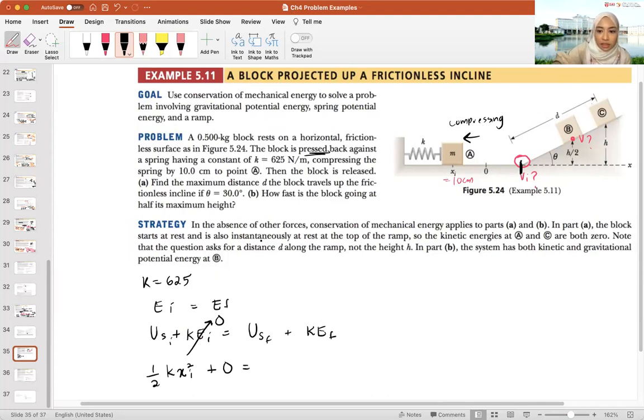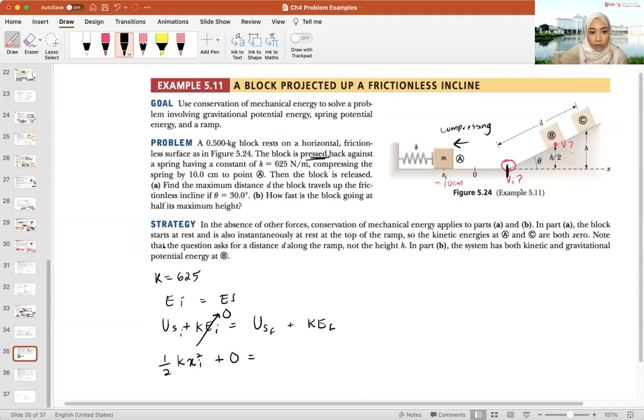Oh, kita tak tengok strategi lagi kan? Lupa. Part A, the block starts at rest and is also instantaneously at rest at the top of the ramp. So kat sini pun dia kosong, V equals to 0. So the kinetic energies at A and C are both 0. Okay, so we know that. Kita dah memang tentukan kat A ni kosong sebab kita start spring ni kosong KE dia. Kat sini pun KE akan jadi kosong. Note that the question asks for distance D along the ramp, not the height H. In part B, the system has both kinetic and gravitational potential at B.